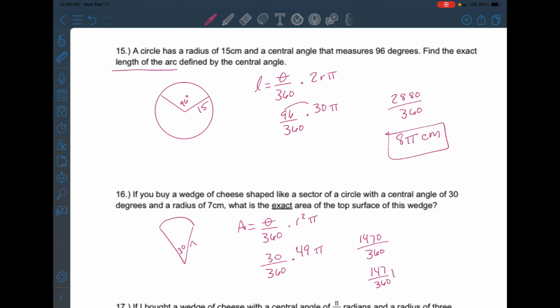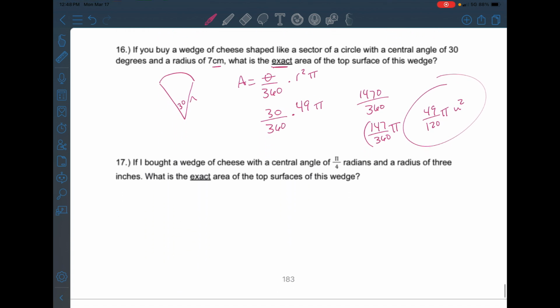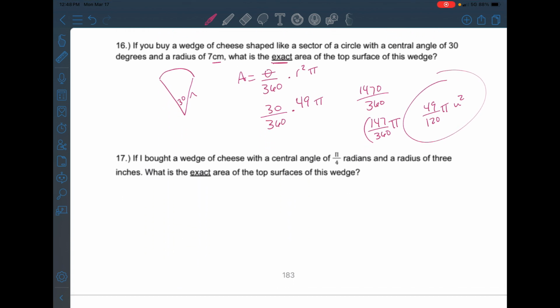And don't forget your pi. So, and we can reduce this also by 3. So that goes 49, and this goes 120, and then pi, and then it's units squared, or in this case it would be centimeters squared, and this is exact. If I bought a wedge of cheese, it's the same thing with a central angle.